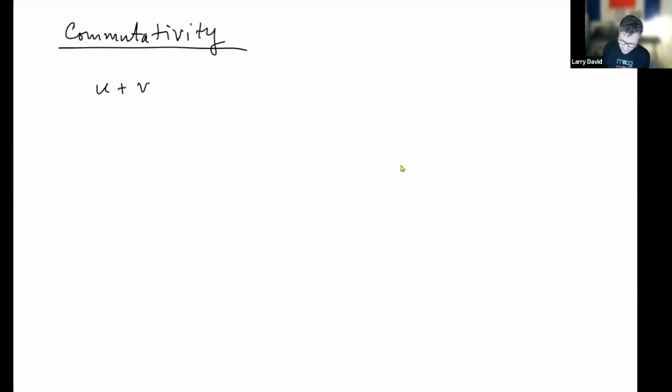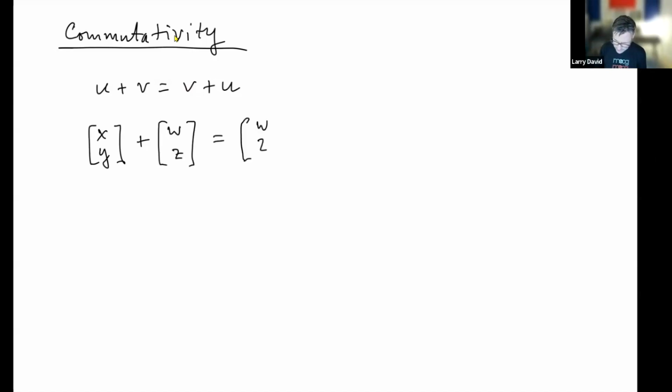Okay, let's check commutativity. Commutativity says u plus v equals v plus u for every vector u and v in the vector space. In other words, we can change the order in which we add the vectors together and the result is the same. So let's see if we add xy and wz, if we get the same result if we change the order of the vectors.